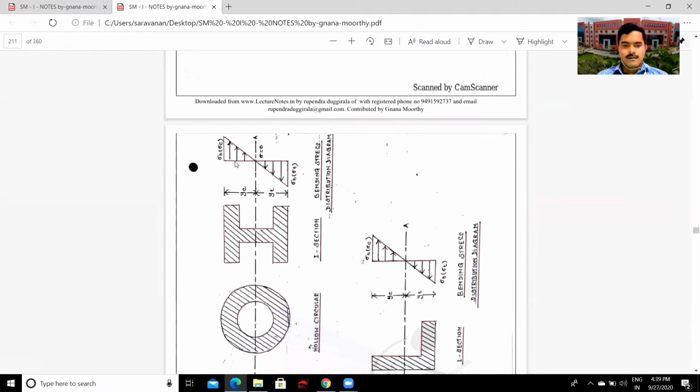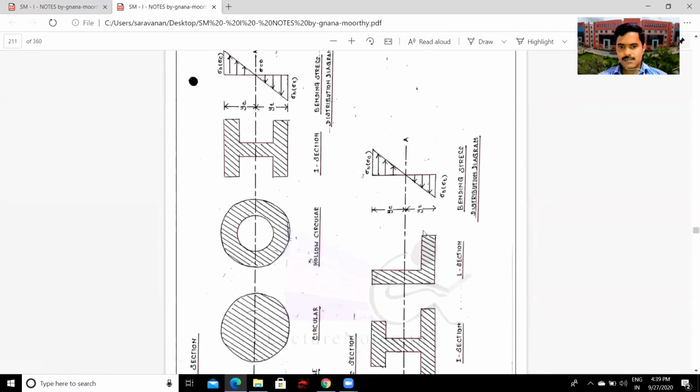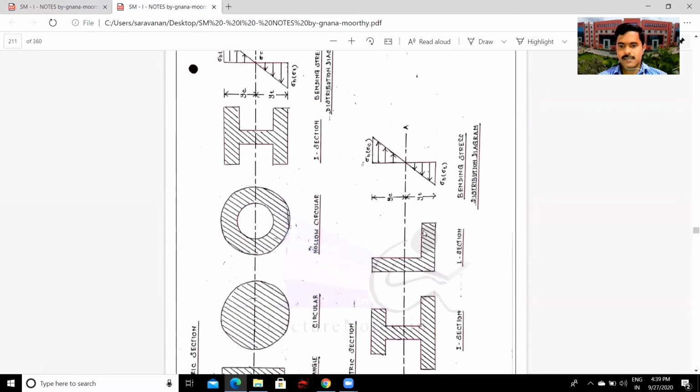Then in the top fiber, there will be the maximum compressive stress. From y equal to 0, it increases gradually, and the maximum tensile bending stress will be at the bottom fiber. So this is the bending stress distribution diagram.